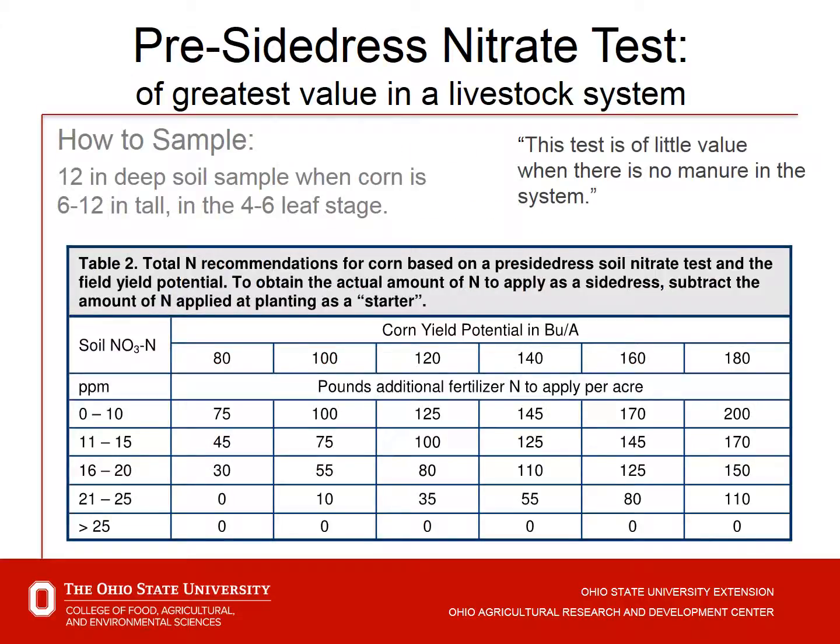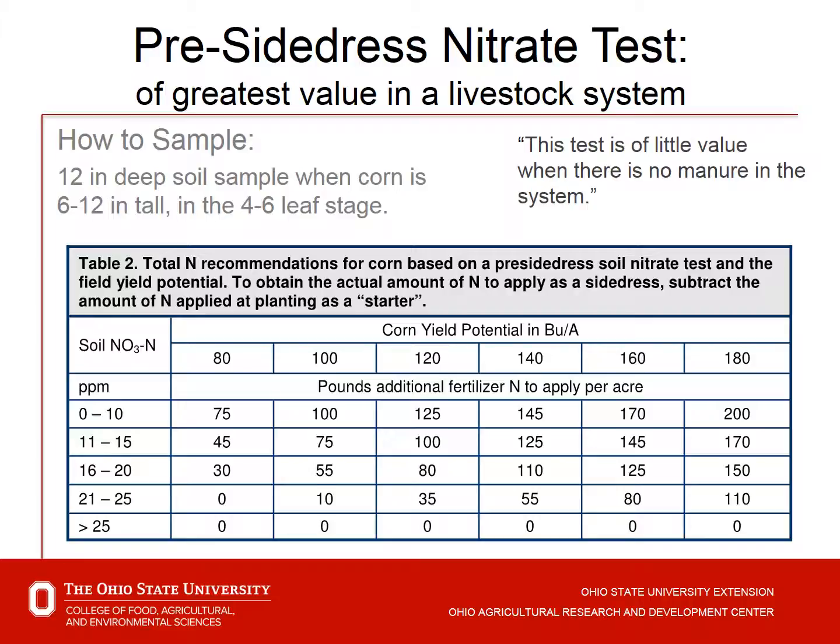So the PSNT, the pre-sidedress nitrate test, here again are some remarks from Purdue University. Number one, greatest value in a livestock system, and a quote here from Robert Mullen, I believe it is, this test is of little value when there is no manure in the system. So the attempts that have been made to use it in a corn, soybean, simple grain system have not worked out that well in Ohio or Indiana for that matter. But where we have manure, it's a good tool to use.